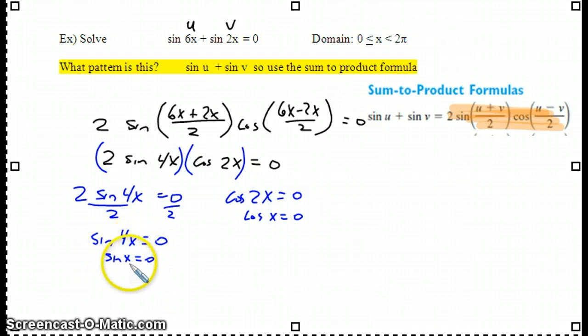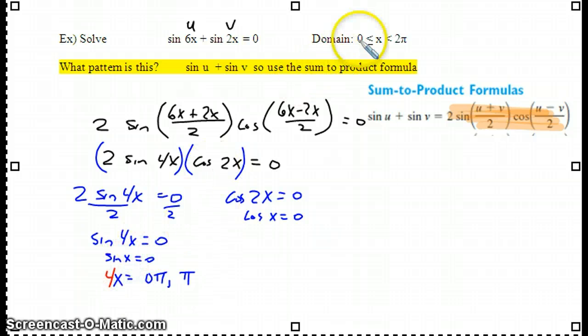I'm going to go to my unit circle and think about where the values on the unit circle are that have a sine of 0. So a sine of 0 would be at 0 and at pi. I could come back and say 2 pi, but my domain says it can't be equal to 2 pi. But remember, this is really what 4x is equal to. Now I wrote it as x, but this is really 4x.